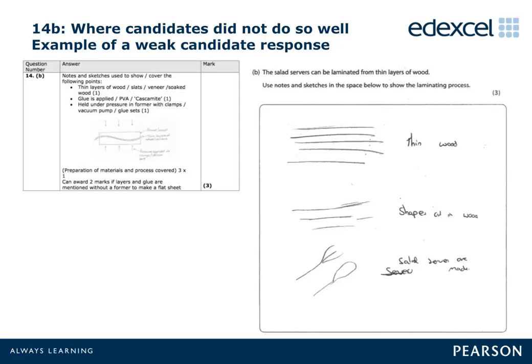Question 14b. This question was asking for candidates to demonstrate their knowledge and understanding of the process of laminating. On the whole, it was poorly done, with many candidates showing no understanding of the process or not even making an attempt to answer the question. Essentially, this question required 3 gives, as identified in the mark scheme. The example shown scored 1 mark because the candidate mentioned thin wood.